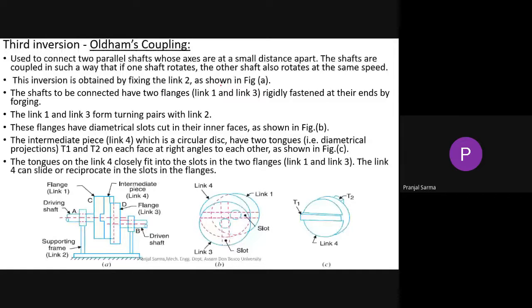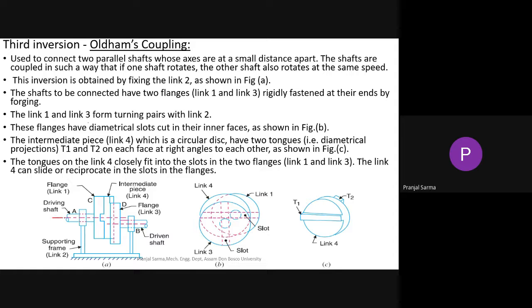Now the third inversion of double slider comes in, and its important application we see in one of the very interesting couplings known as the Oldham's coupling. So what is this Oldham's coupling? Basically, couplings are some connection method you can consider like this. Here this particular Oldham's coupling we use to connect two parallel shafts whose axes are at a small distance apart. That means both the shafts are parallel, but their axes are at a small distance apart.